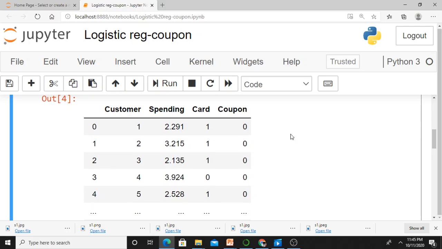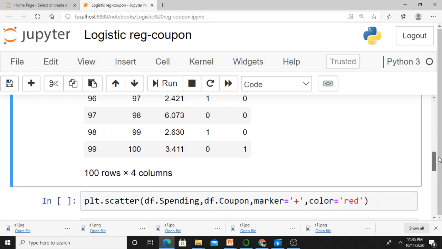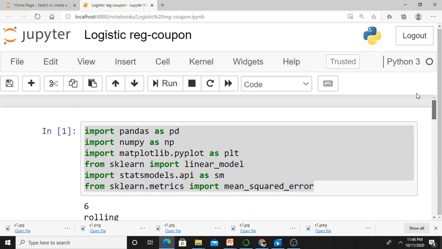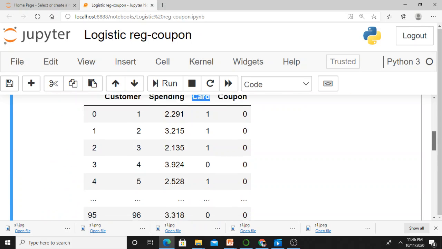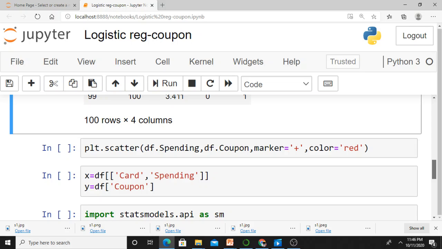Coupon is the dependent variable. Spending and card are independent variables. There are 100 customers. This is the data set which we used, but in our PowerPoint presentation, for convenience, we have shown only 10 customers' details. Here customer number 0 to 99 means there are 100 customers' details.